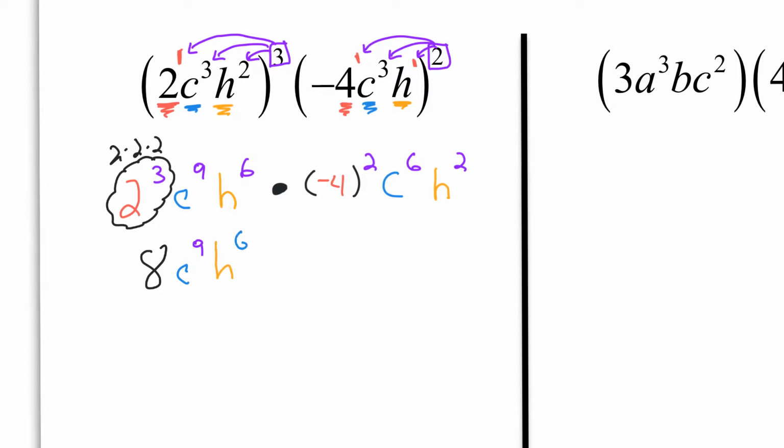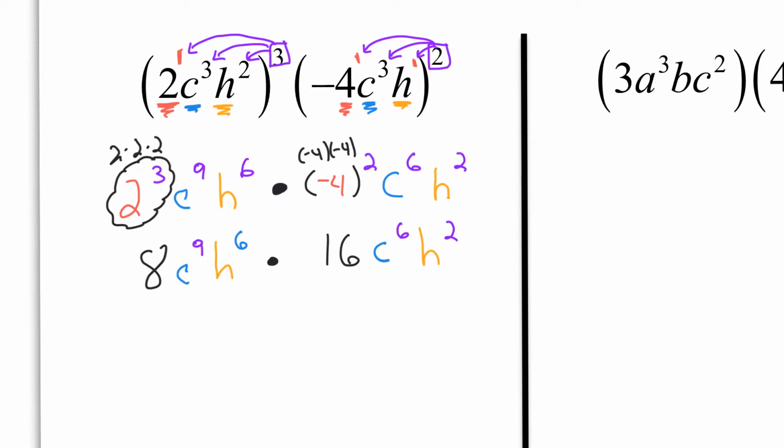And then on the next one, I'm going to put times right here. And this one here, remember you have a negative inside of the parentheses. Your exponent is even, 2 is even. So your answer has to be positive. And mathematically, you have to multiply the base by itself. So -4 times -4. That's going to be positive 16. I bring down the c to the 6th power and the h to the 2nd power.